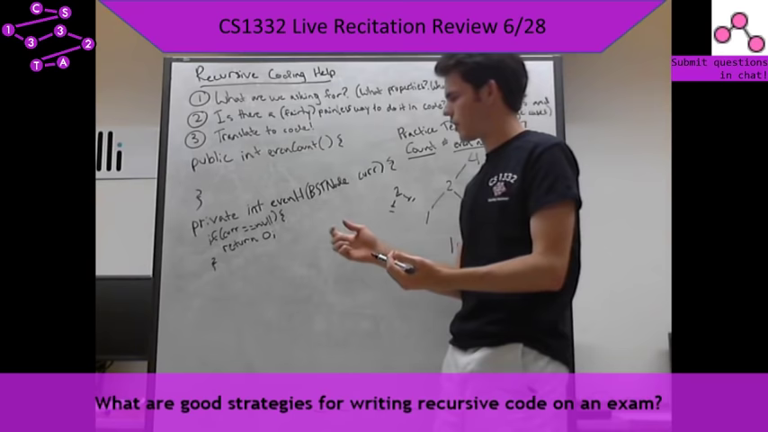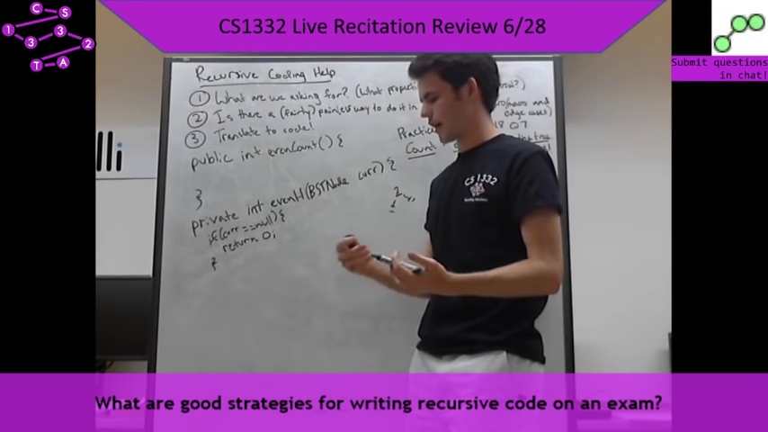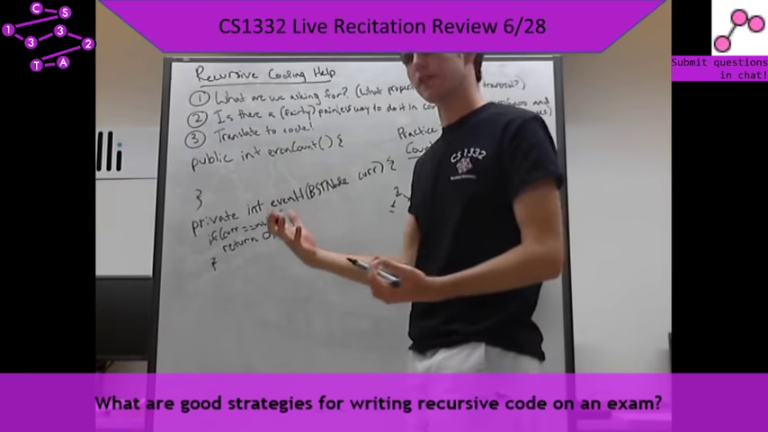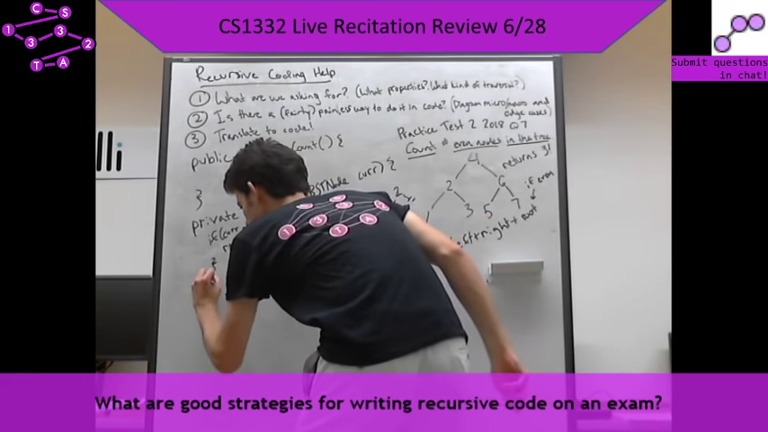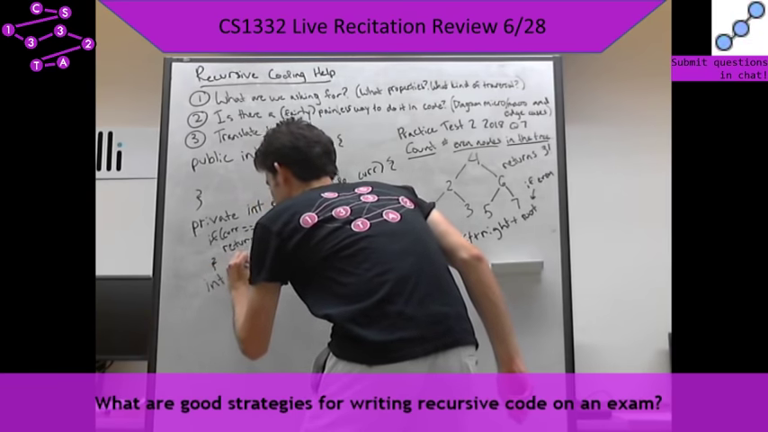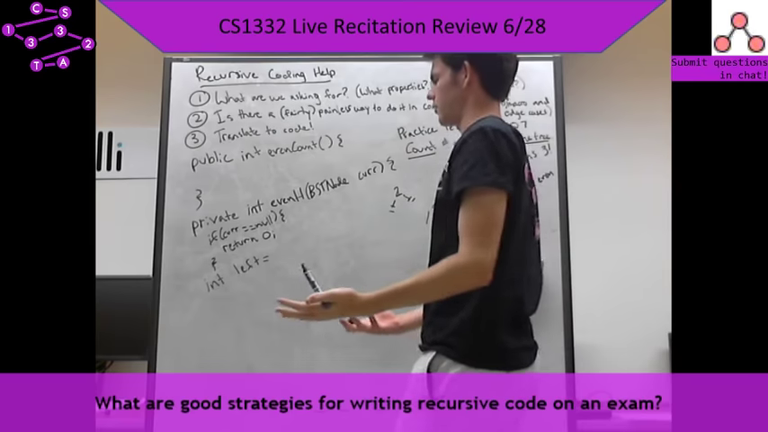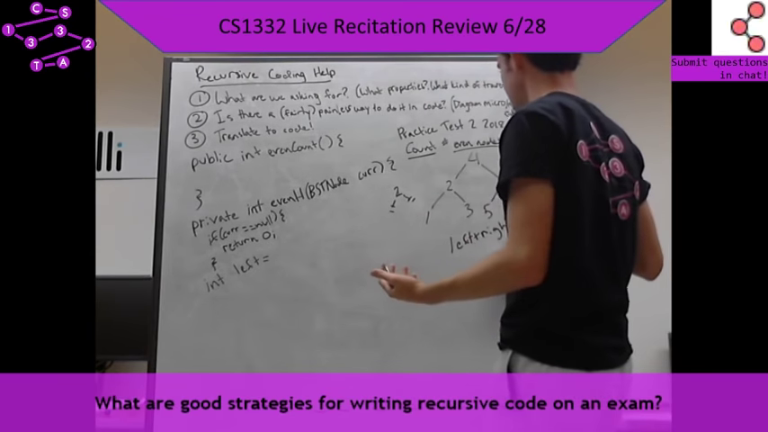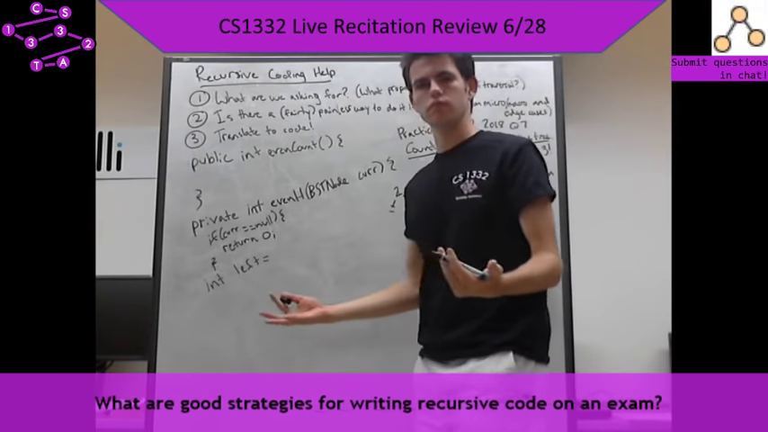I can make it more concise, but I want to make it more obvious. That's more important, right? So I'm going to have an integer left, int left equals, what does int left equal? Well, I really just want to find how many nodes are in that left subtree, right? So it's not rocket science.